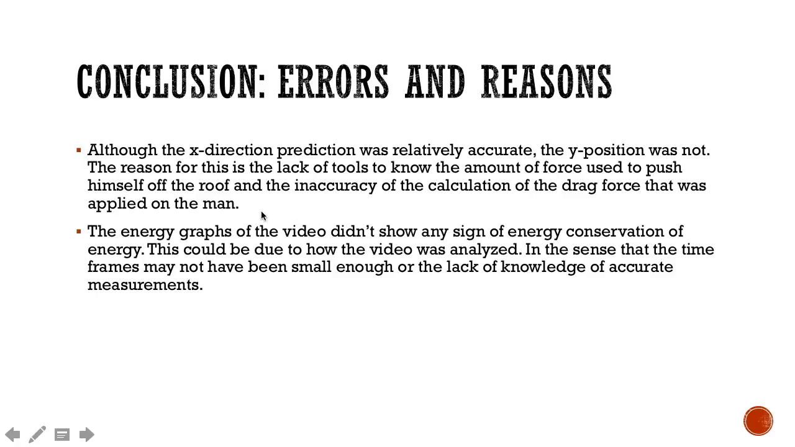The conclusion that I got was that although the X direction prediction was relatively accurate, the Y position was not. The reason for this is the lack of tools to know the amount of force used to push himself off the roof, and the inaccuracy of the calculation of the drag force that was applied on the man. The energy graphs of the video didn't show any sign of conservation of energy. This could be due to how the video was analyzed, in the sense that the time frames may not have been small enough, or the lack of knowledge of accurate measurements, such as the height of the man, the weight of the man, and the movement of the video in general.